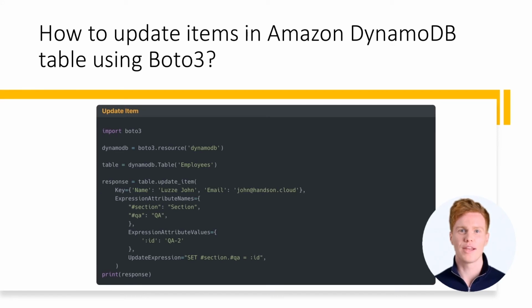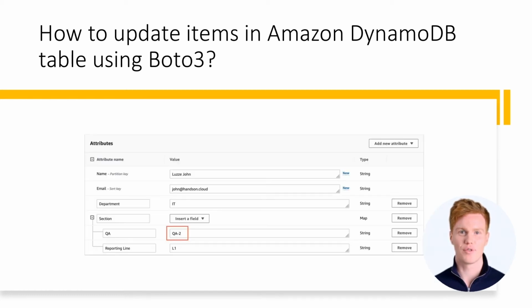To achieve this goal, we need to provide several arguments to the update_item method: the key that will uniquely identify the record we'd like to modify, the expression attribute names that will define attributes we'd like to change in the update expression, the attribute values that will define new values for the attributes, and finally, the update expression itself. For more information about the update_item API call, check out the official Boto3 documentation and the AWS DynamoDB Developer Guide. These resources contain the most up-to-date information. After executing the update_item method, you'll see that we've successfully updated the item attribute.